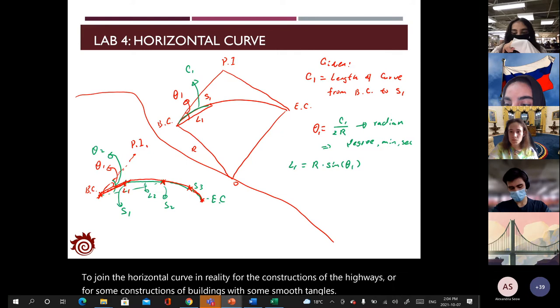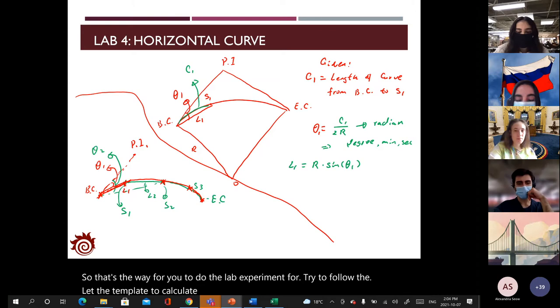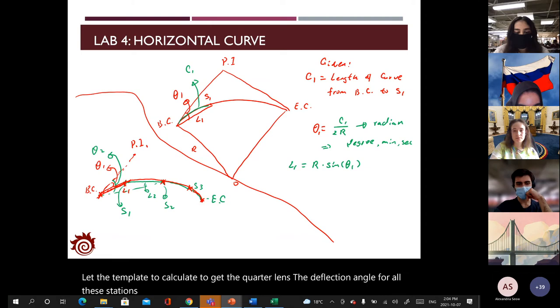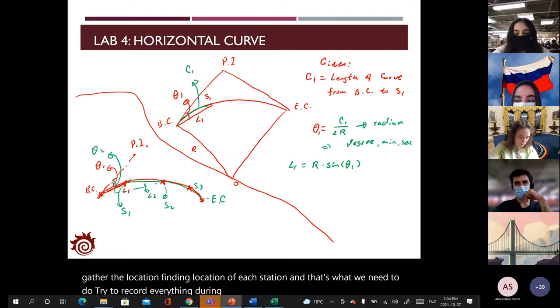Try to follow the template to calculate the chord length and the deflection angle for all the stations, and in the field, based on the instruction I just provided to you, find the location of each station. And that's what you need to do. Try to record everything during the experiment. Any questions about it?